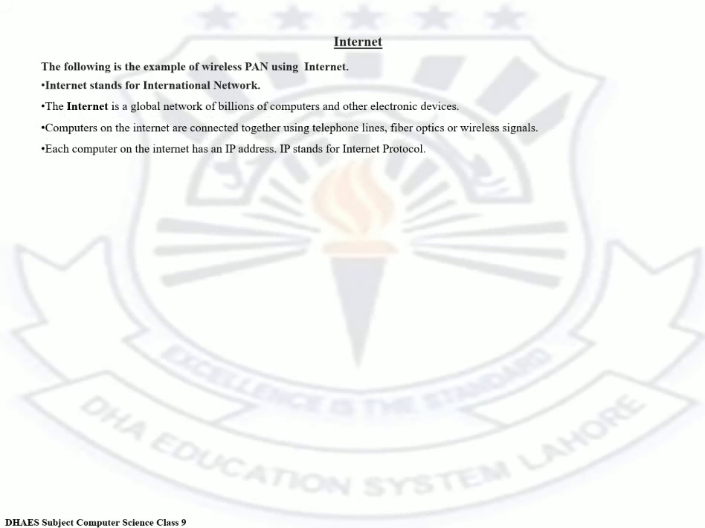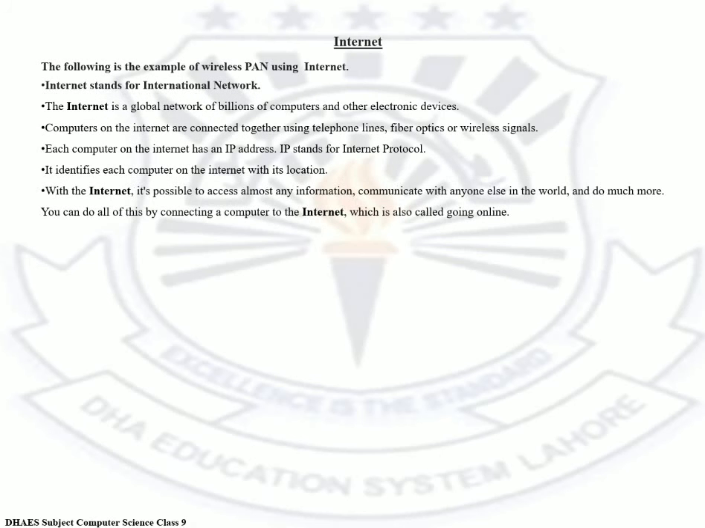Each computer on the Internet has an IP address. IP stands for Internet Protocol. It identifies each computer on the Internet with its location. With the Internet, it is possible to access almost any information, communicate with anyone in the world, and do much more. You can do all of this by connecting a computer to the Internet, which is also called going online.